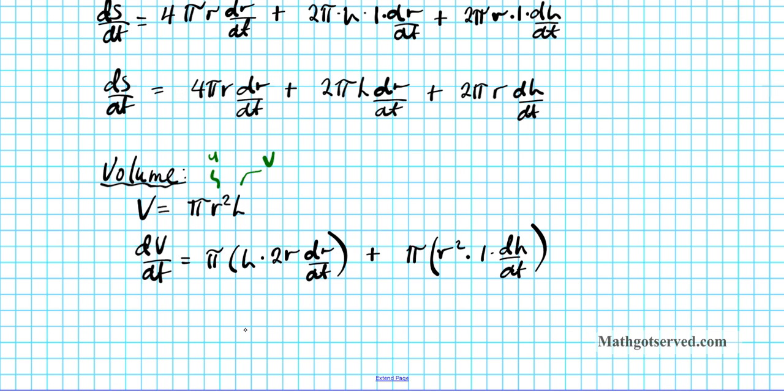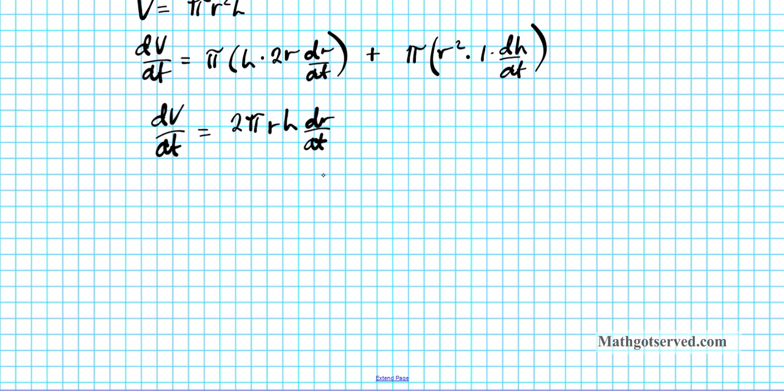Okay, now let's simplify it. We have dV/dt is going to be 2 pi r h dr/dt, and on the right side this will be plus pi r squared dh/dt. Okay, so this is how the volume is related to the sides.